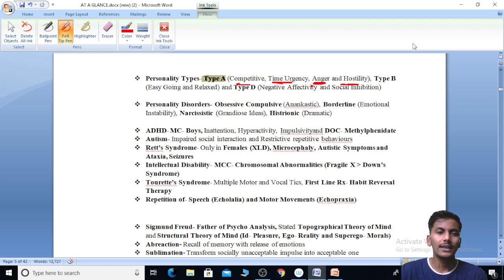Please remember this. Next one is the type B personality. Type B personality is usually what? These are usually easy going and relaxed individuals.